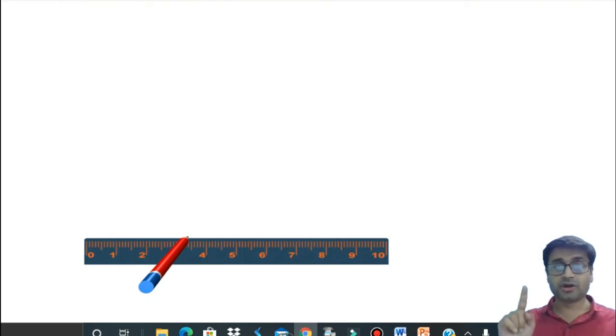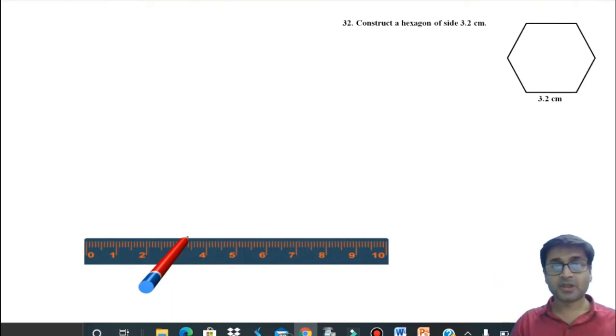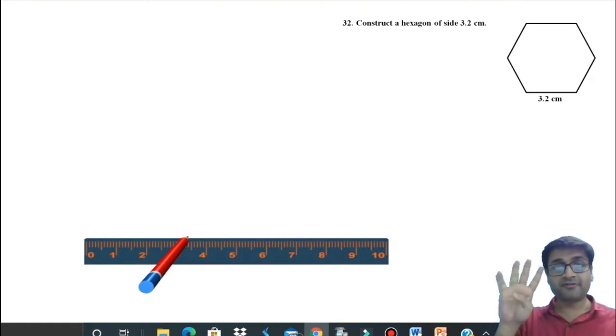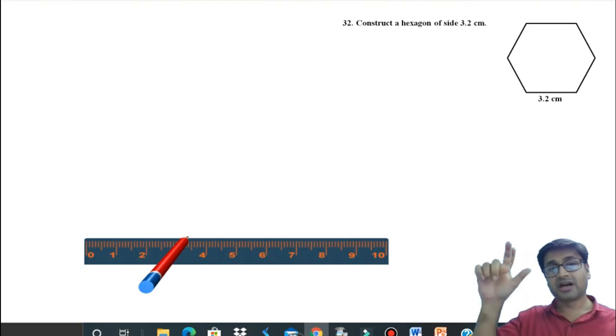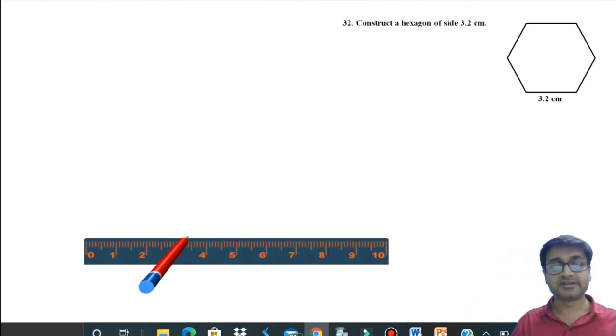Okay, so draw your rough diagram. Looks like this with only one side known to us. Now it is already known to you, or you should be knowing it by now, that all the angles of a hexagon are 120 degrees. There are four methods to construct a hexagon. The first one is the circle method, wherein you draw a circle, cut arcs of 3.2 and join all the points. Easiest method, not accepted in the board.